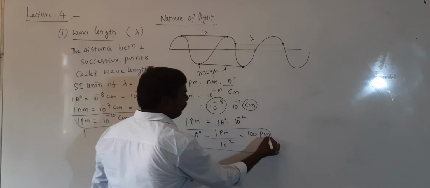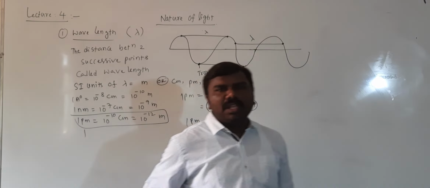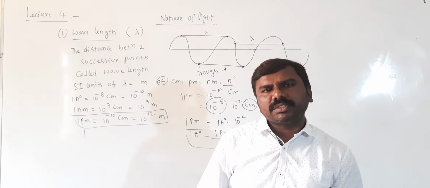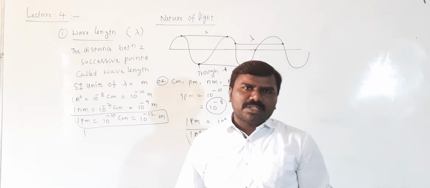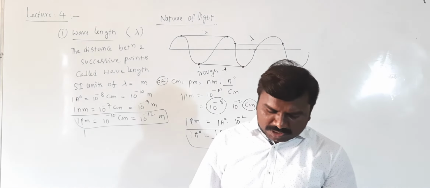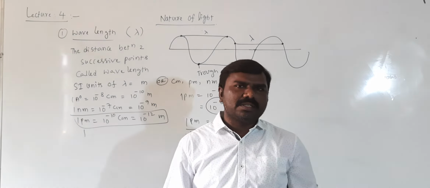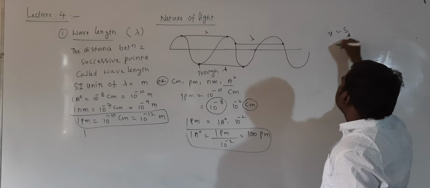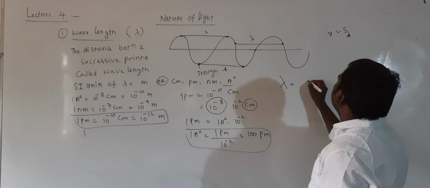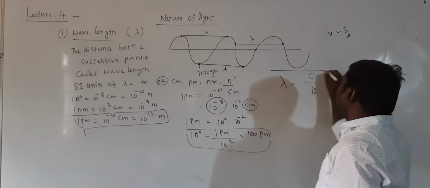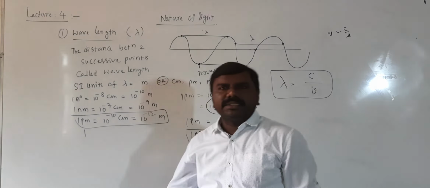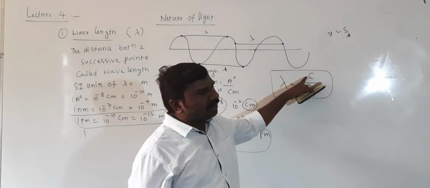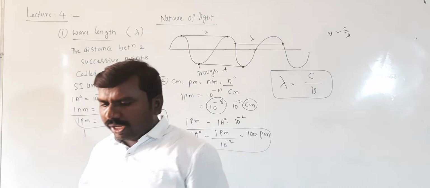Unit conversion is very, very important. Better you convert nanometers into angstrom units, into picometers, and picometers into angstrom units, nanometers. In this way you need to convert. The formula, generally, is nu equals C by lambda, where wavelength lambda equals C by nu. The wavelength formula is C by nu, where nu is frequency and C is the velocity of light.